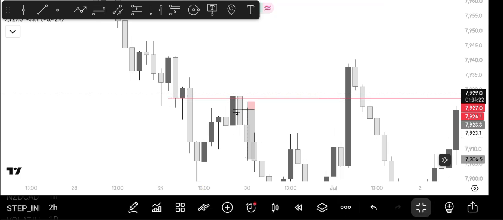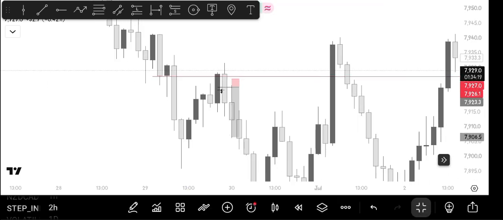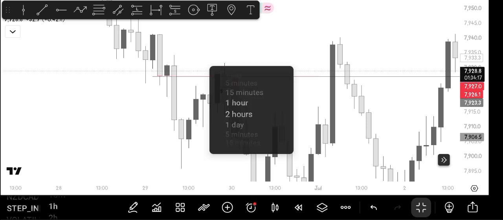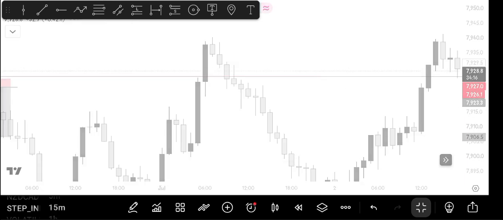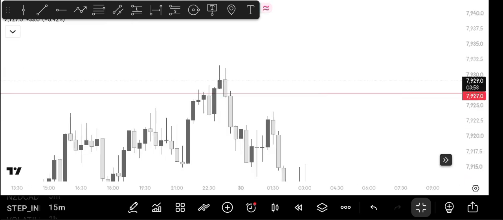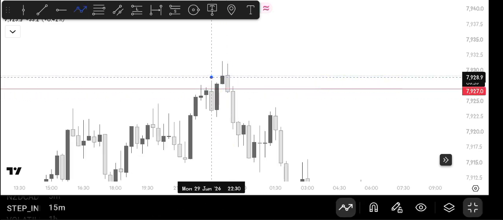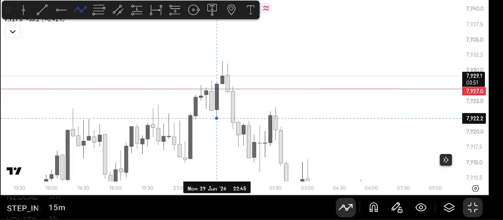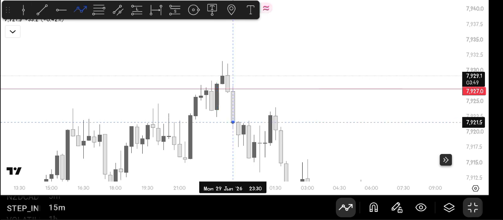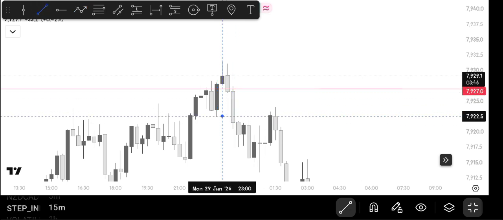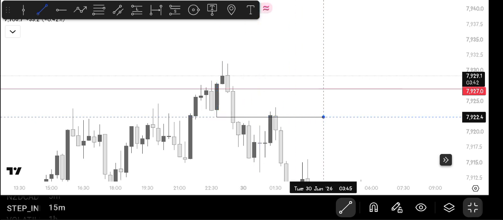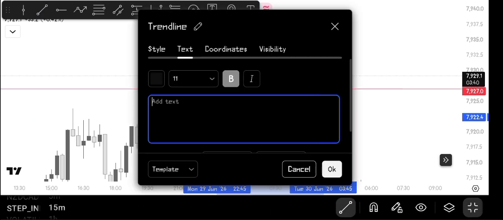So price came into this key level, which is our support level right here, which was my point of interest. So I went to the 15 minutes time frame and I spotted a change of character. On the 15 minutes time frame, you can clearly see that price has tapped into my key level right here, and it gave this nice change of character to the downside, signaling that yes, this zone is going to hold right here. So price gave us this change of character. Let me quickly mark it up.